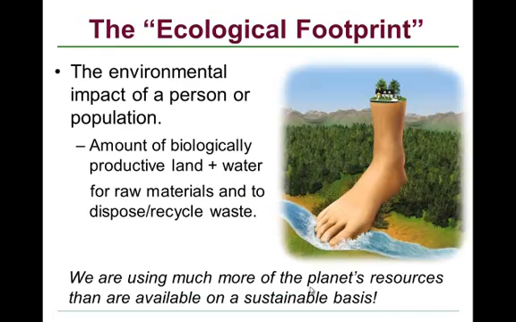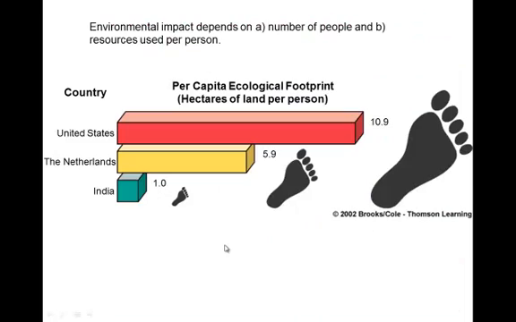And, of course, this leads us to the concept of the ecological footprint. This is the environmental impact of a person or of a population. It can be defined as the amount of biologically productive land and water for raw materials and to dispose or recycle waste for that person or for that population. And we are just using much more of the planet's resources than are available on a sustainable basis. Recall that sustainable means the ability to do it again and again.